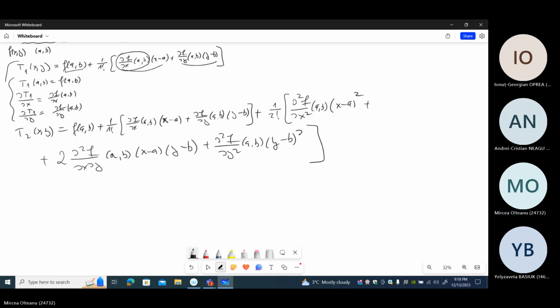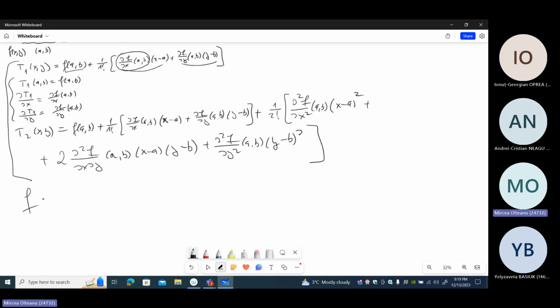Okay, now, of course, the use of these polynomials in 2 variables is to approximate the values of the function f close to the point (a,b). Okay, let's see some application.